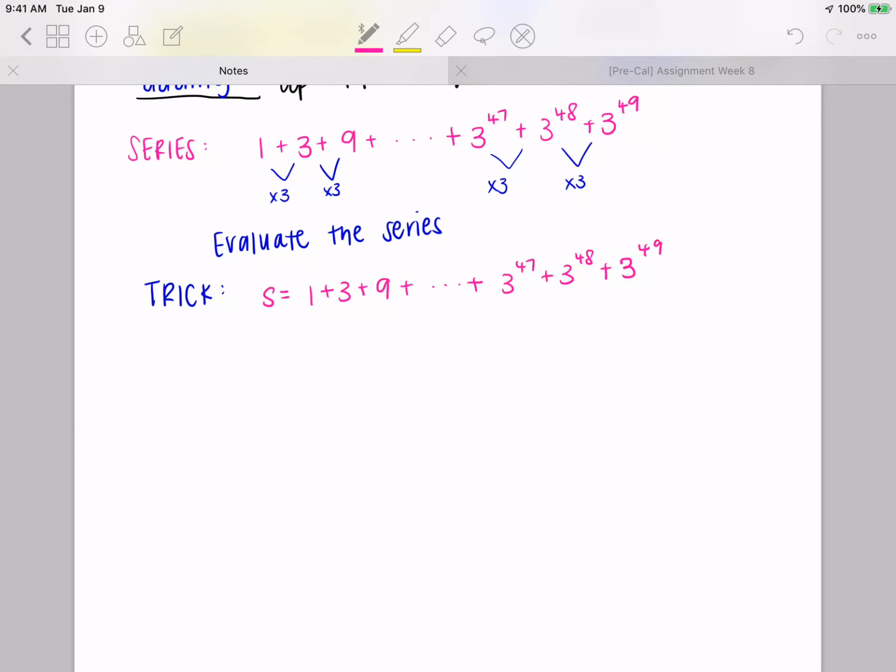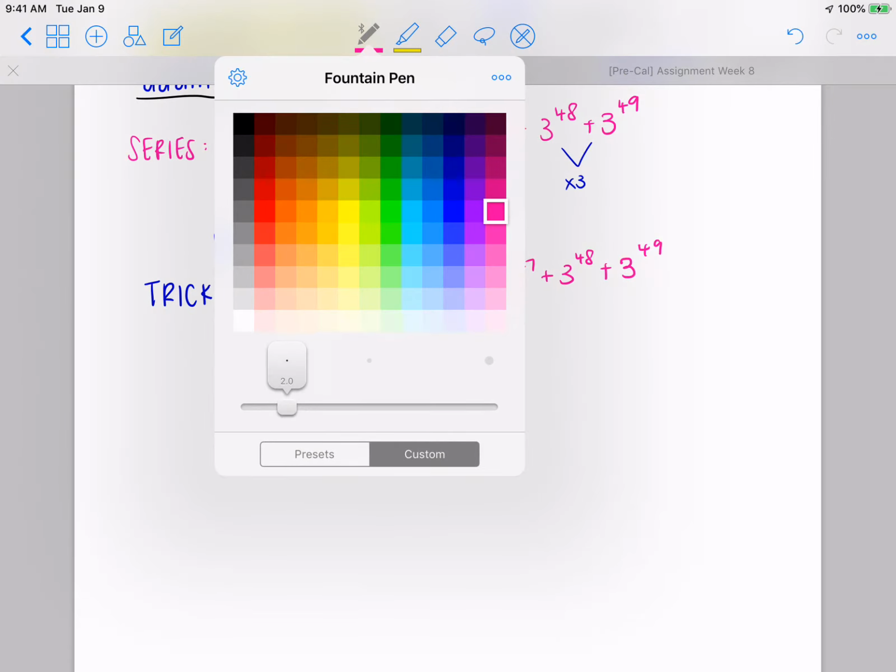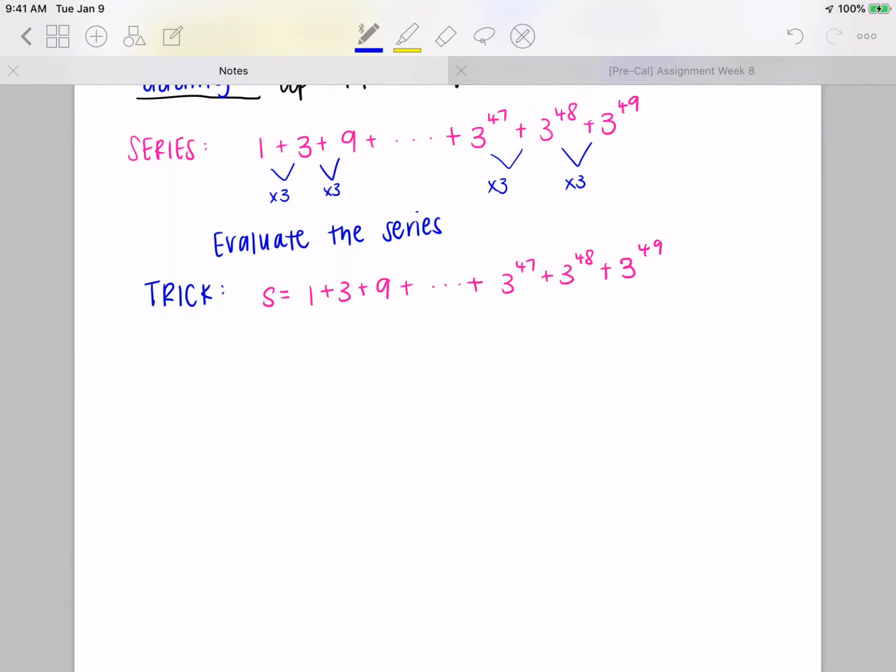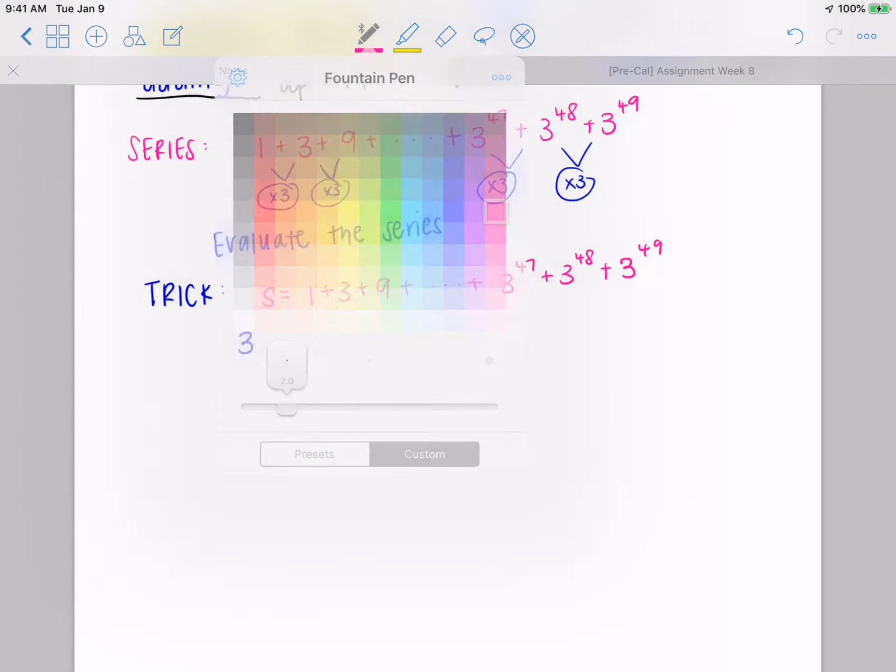3 to the 49. Okay, this time I'm not going to write it in reverse because there's no point of writing it in reverse. We're not adding. What we're going to do is multiply by the ratio, the pattern. In our case, our ratio is 3. We are multiplying by 3, right? So I'm going to multiply my series by 3.